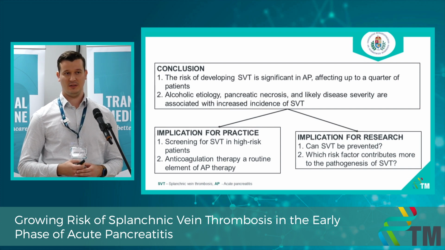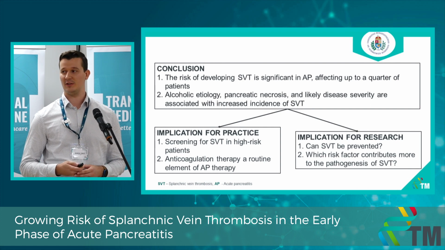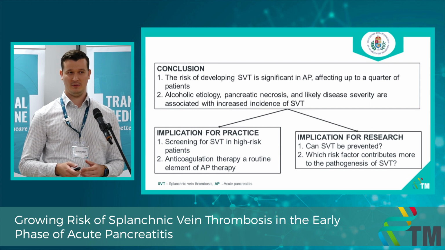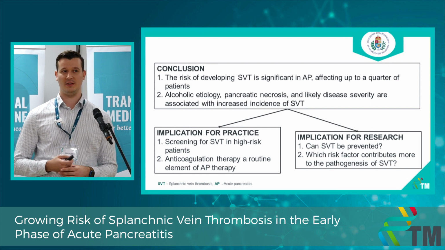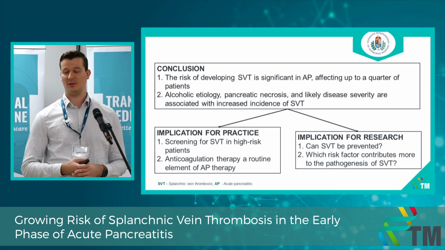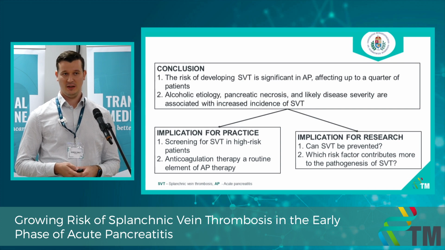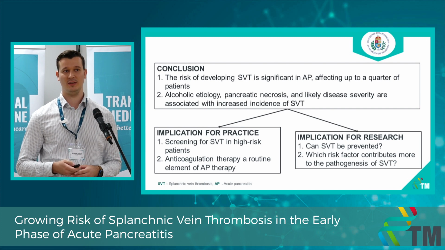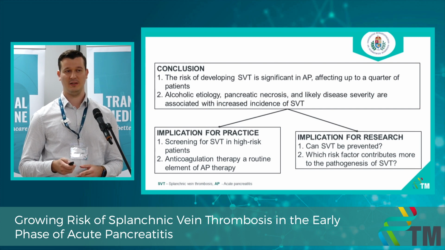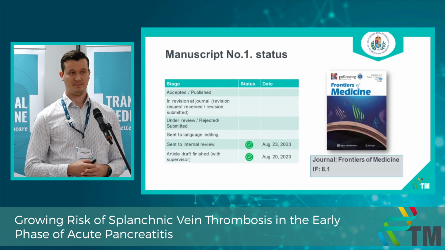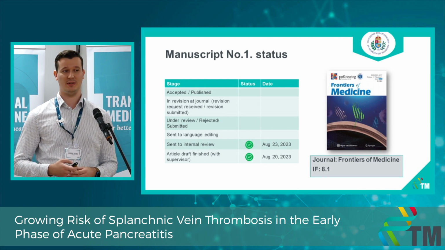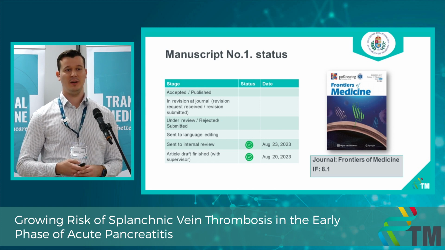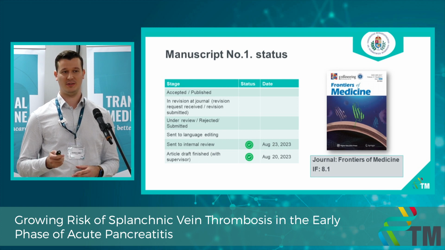Implications for research are the following: can it be prevented? And it should be cleared which risk factor contributes more to the pathogenesis of SVT. We have found that alcoholic etiology and pancreatic necrosis both increase this complication, but there is some confounding between these two, and further studies should explore this in detail. Currently, the manuscript is in internal review, and we plan on submitting to Frontiers in Medicine.